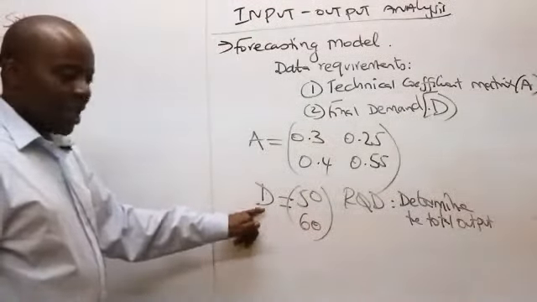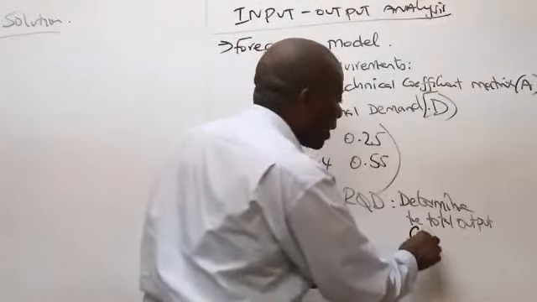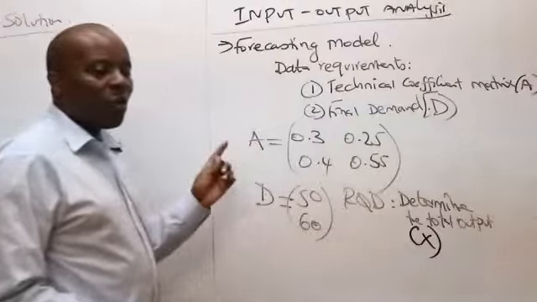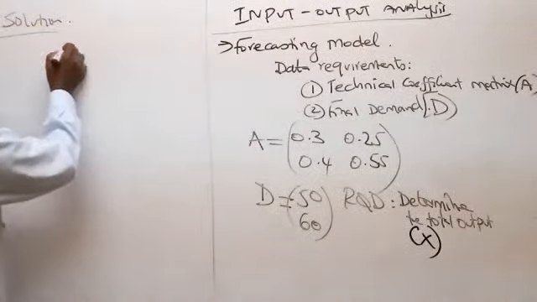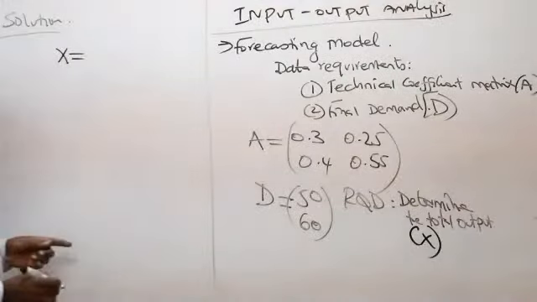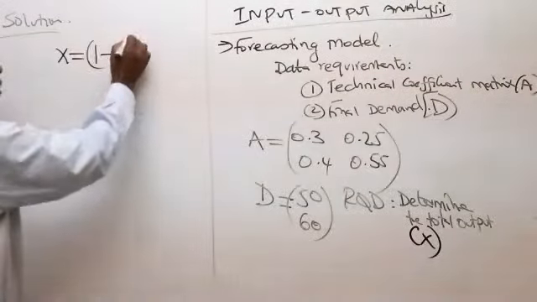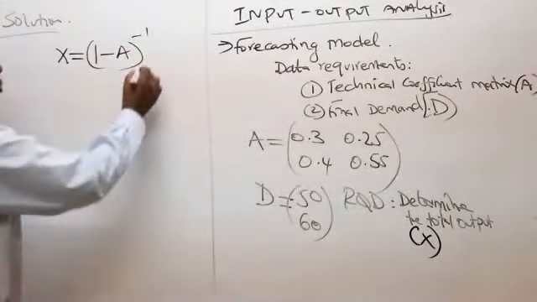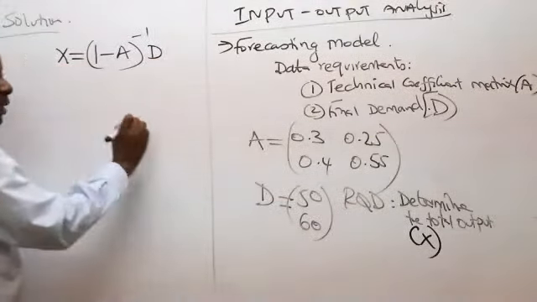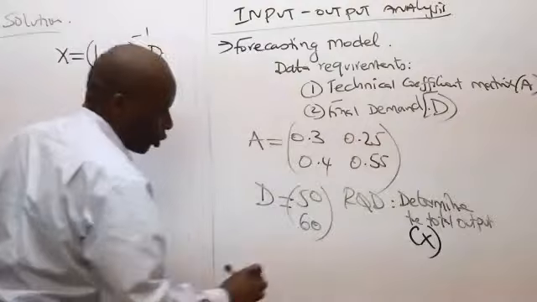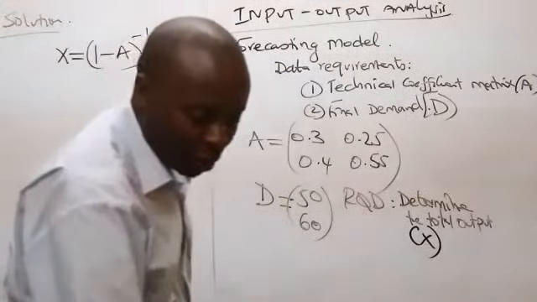Ladies and gentlemen, whenever you are given the technical coefficients matrix A and D, and they want you to calculate the total output, which is our unknown X, to get our X we shall take I minus A inverse multiplied by D. X is the total output.